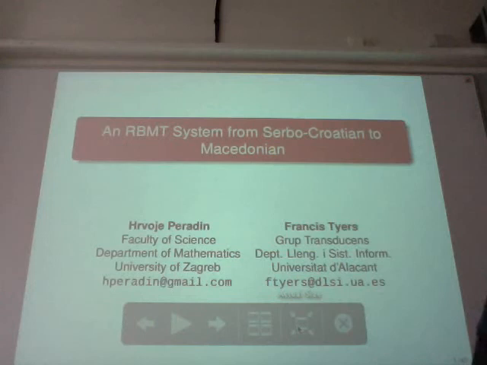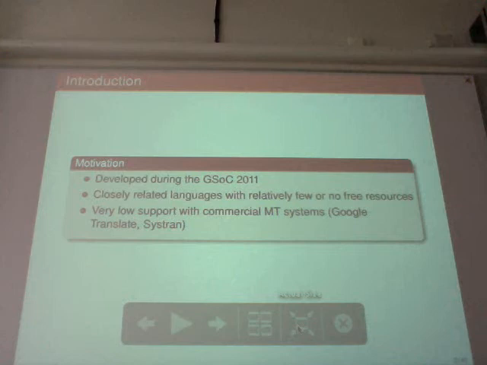First, the motivation for this development. The system was developed during the Google Summer of Code in 2011. Both languages are closely related with relatively few resources, almost no free resources. And commercial machine translation systems don't have large support for those languages. Google Translate supports Serbian, Croatian, and Macedonian, and Systran supports just Serbian and Croatian.